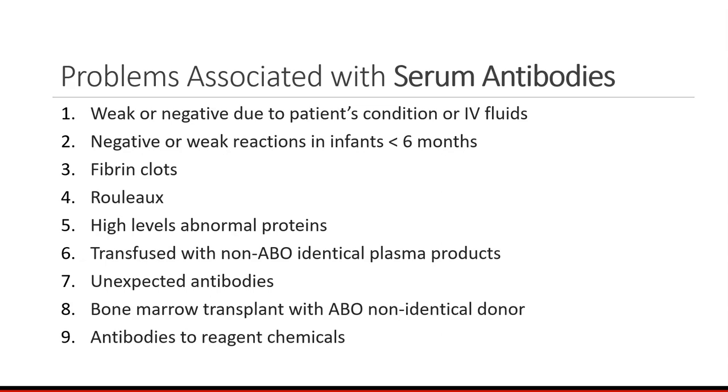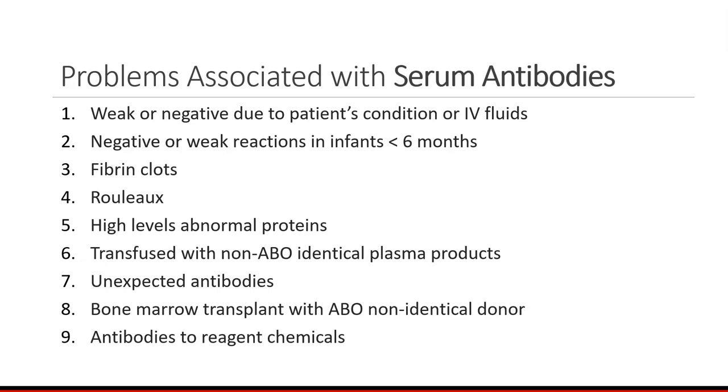Bone marrow transplant with ABO non-identical donor. When this transplant takes place, let's say that you're a group A and you received a bone marrow transplant of group O. Eventually those cells will start producing anti-A and anti-B that will react with the A cells. So instead of getting a reverse type as a group A, you'll get a reverse type as a group O, which is good news. It means the transplant is taking.